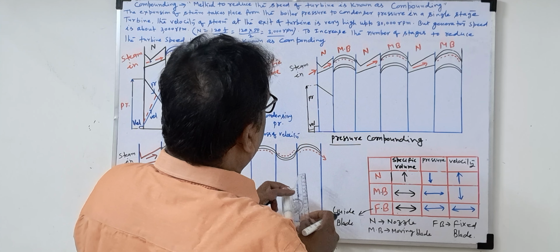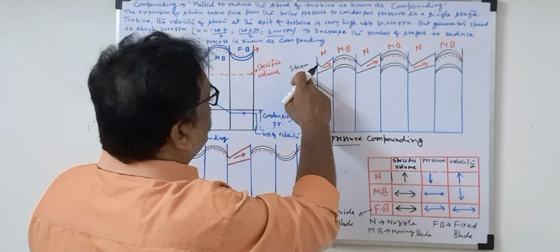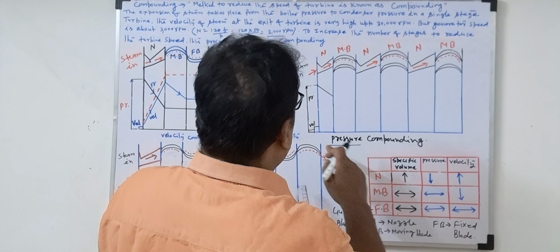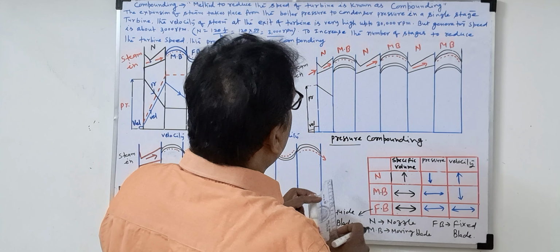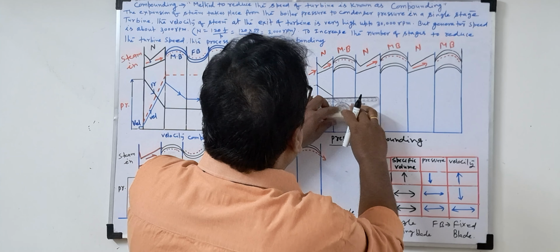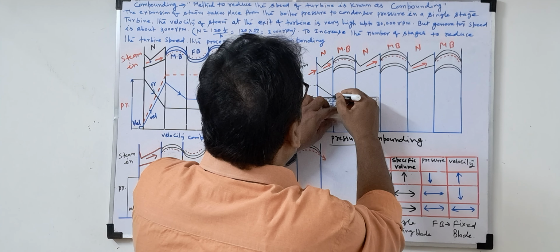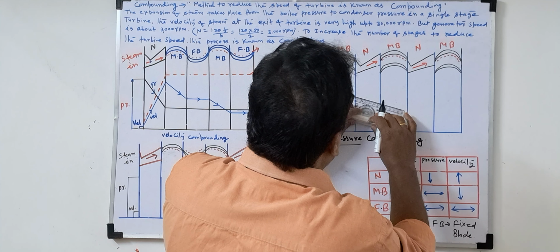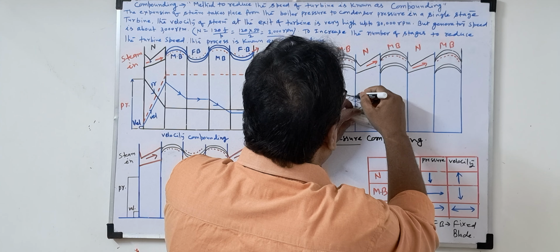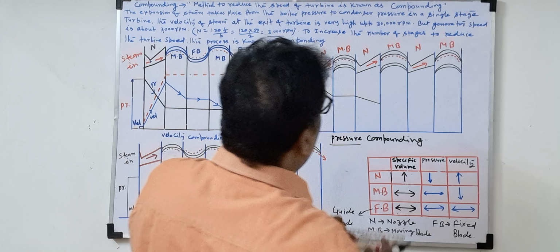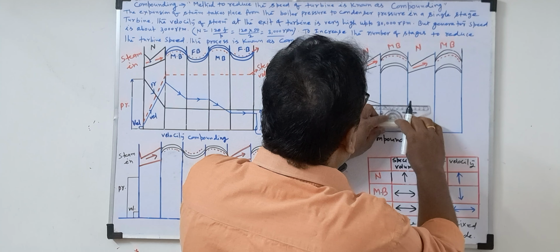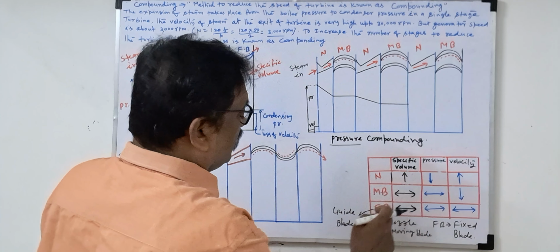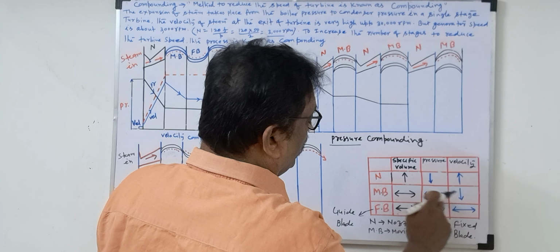Now pressure decreases when steam passes through the nozzle. Then what about the moving blade? Pressure will remain the same. In the moving blade, pressure will remain the same. Again it passes through the nozzle, again the pressure is reduced. Again it goes to the moving blade, again pressure will remain the same.